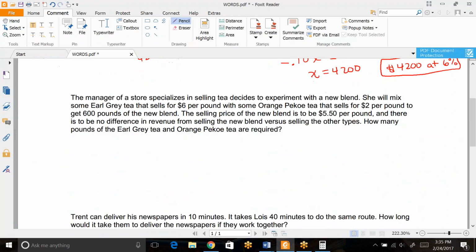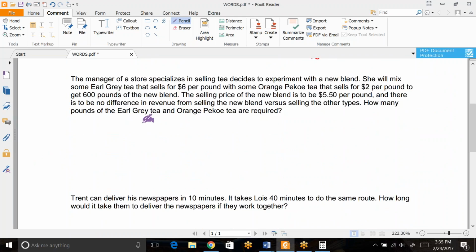The second one I'm going to do is about the tea problem. It says the manager of a store specializes in selling teas and he decides to experiment with a new blend, or she, I guess. She will mix some Earl Grey tea that sells for $6 per pound with some orange Pekoe tea that sells for $2 per pound to get 600 pounds of a new blend.